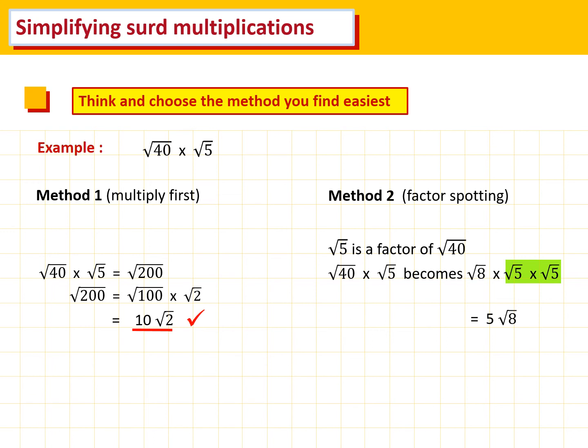Now you can see that 5 root 8 is not the answer we've got using method 1, and that's because we can simplify root 8. We can break root 8 down by asking what's the largest square number that goes into 8, and the answer is 4. We can write root 8 as root 4 times root 2, and then root 4 is 2, and so our final answer is 5 times 2 times root 2, which is 10 root 2.